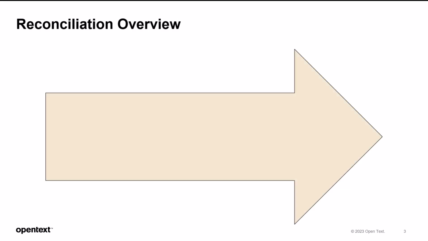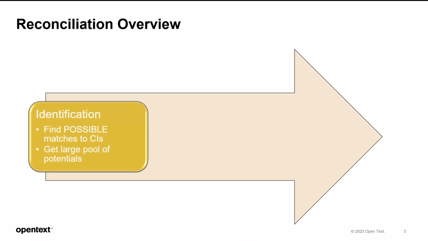So let's take a brief look at reconciliation itself. So there's three different sections. Actually, there's two major sections and one subsection. So the first major section is identification. In this case, we are trying to find all of the possible matches for a given CI. We get a large pool of potential matches. In the identification section of a rule, any rule that results in a true value means that that CI is going to be added to the list of possible matches for this particular CI.